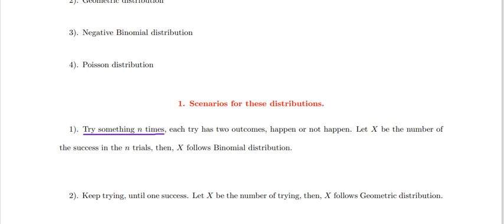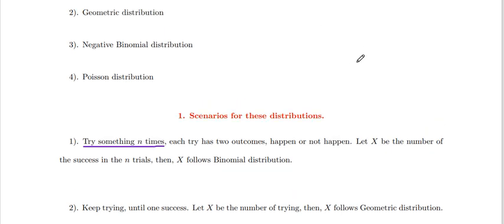So you try n times. We want to find how many times you get a success. So this number is this x. x equal 1, could be x equal 2. So this random variable follows the binomial distribution. Okay, so we say x follows the binomial distribution.